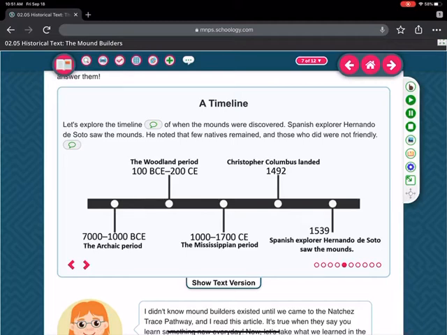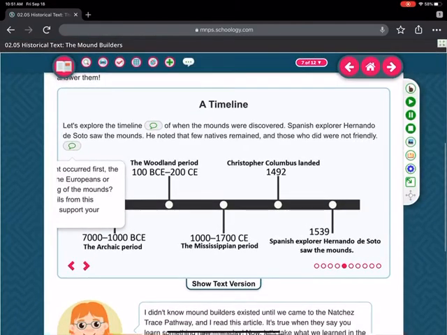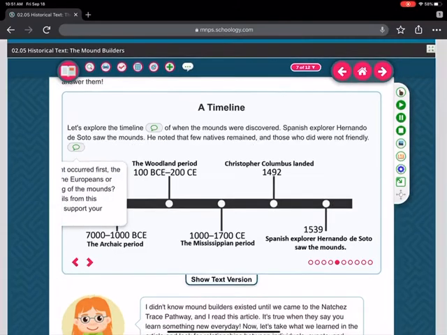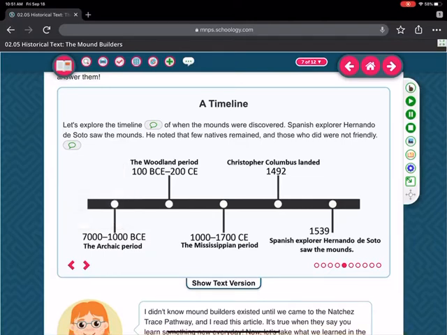Spanish explorer Hernando de Soto saw the mounds. He noted that few natives remained, and those who did were not friendly. Okay. Uh-oh. So which one occurred first? The Europeans or the making of the mounds? Okay, so I think that's what it says.